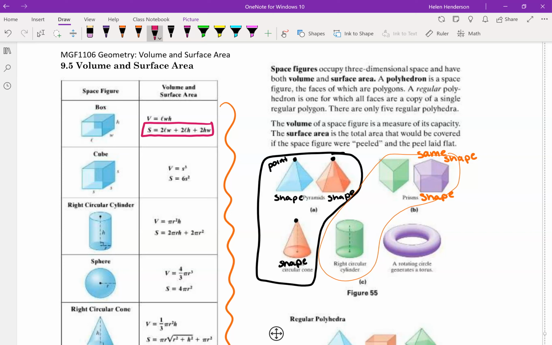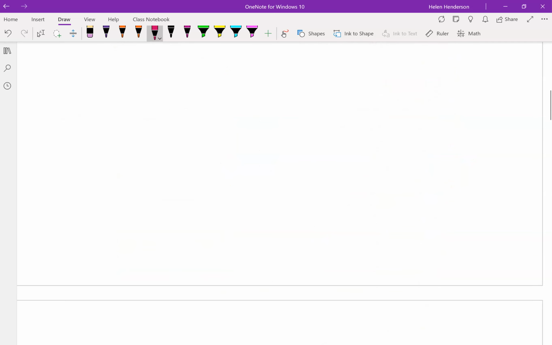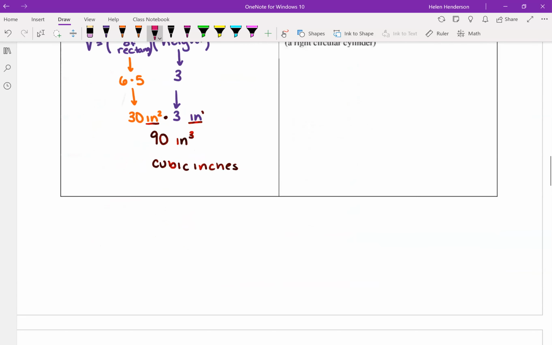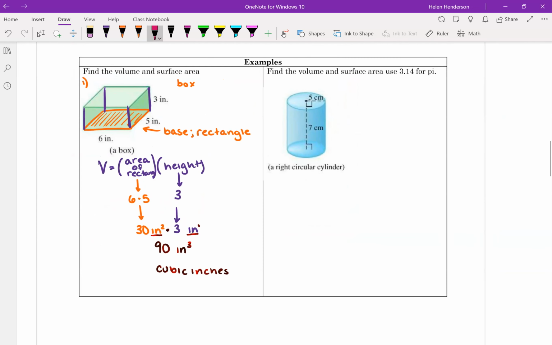The surface area of a box is 2 length width plus 2 length height plus 2 height width. So let me write that down. I kind of ran out of space. I was writing too big, sorry. So the surface area is 2 length width plus 2 length height plus 2 height width.